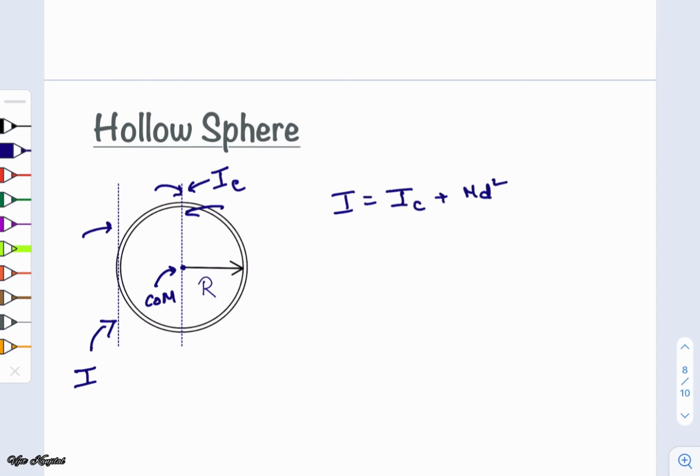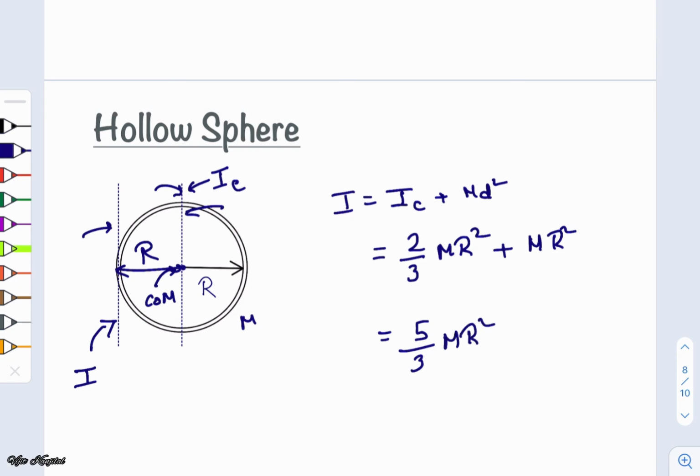Let us say that the mass of this sphere is m. So what is the distance between these two particular axes? It is nothing but r. So what is IC? IC is nothing but 2 by 3 mr square. We have already calculated it long back, plus mr square. So what do we get? We get it as 5 by 3 mr square.